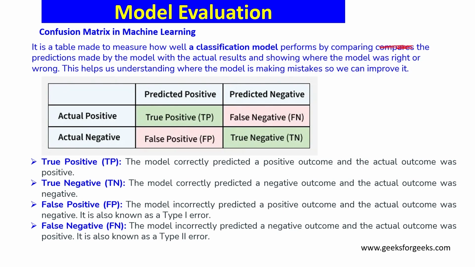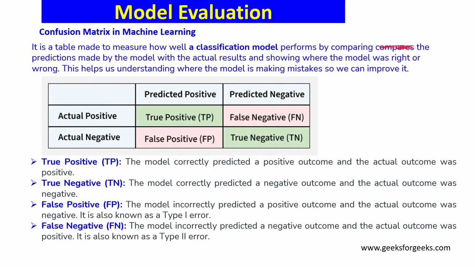What does the table look like? The table looks like this: actual positive, actual negative, predicted positive, predicted negative, right? You can see that. So, positive means what? That is correct. Negative means wrong. You have to understand. Actual positive means the actual results are correct. Actual negative means actual results are wrong. Predicted positive means the model predictions are correct. Predicted negative means model predictions are wrong. So, depending on that we can create 4 different parameters.